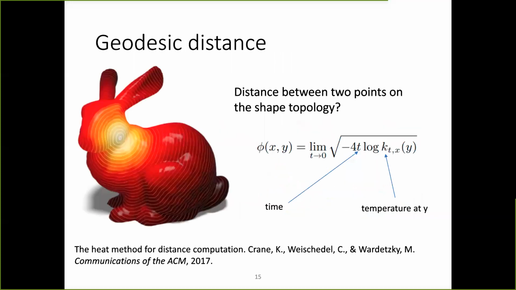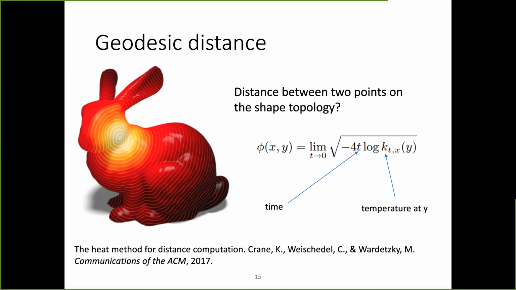So another application you can find is, let's say you want to compute the distance between one point and, for example, the ear of your bunny, right? But you don't want the Euclidean distance, you want the distance following the manifold. So typically in robotics, we would consider graph approaches, and we would solve this problem with Dijkstra or A star. But the problem with this algorithm is that the distance does not go through the triangles. So you just go through the edges of the triangles.